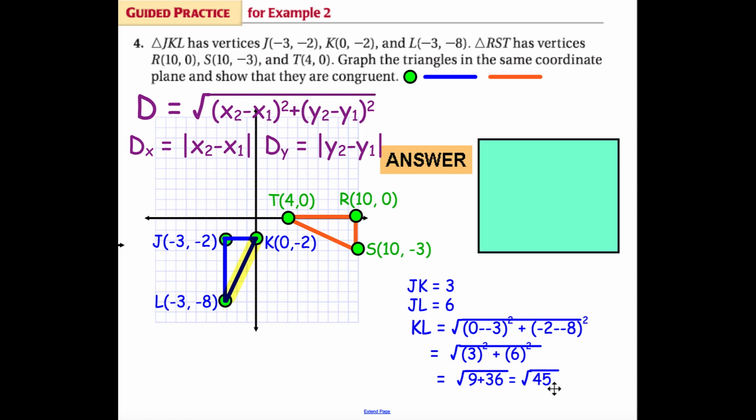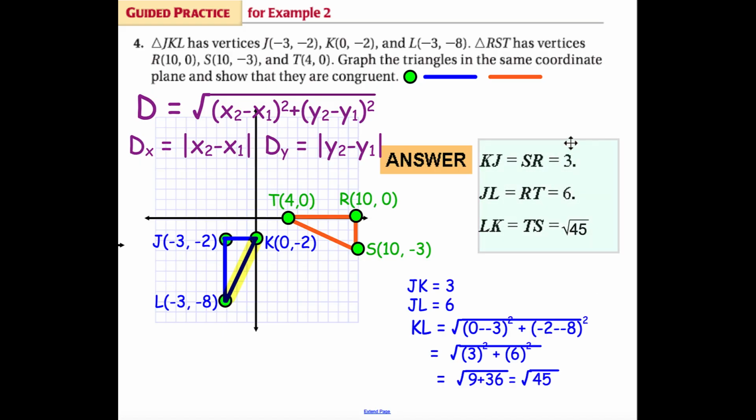You are welcome to take the square root on your calculator and get an approximation, but you really don't need to. Let me show you. Because when I put the points in from this other triangle, TRS, I get the 3 and the 6, but look, I also get a root 45. So if you're just comparing numbers, you can just leave them as root 45s. Root 45 and root 45 are the same. You don't have to take the square root on your calculator and get something like 6.7 or 6.8 or whatever it would turn out to be.